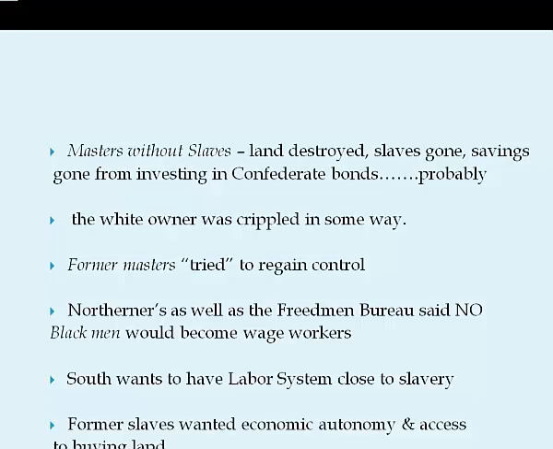The Northerners immediately tried to impose their own version of freedom as free labor. Blacks would become wage earners and landowners, just like the free whites in the North. And Northern investors would inject capital and migrants into the South to rebuild the economy. The South would eventually resemble the free society of the North. This was the plan. And conflict was inevitable. The planters wanted a labor system as close to slavery as possible, while the former slaves wanted economic autonomy and access to land. Now, I have down here the white owner was crippled in some way.